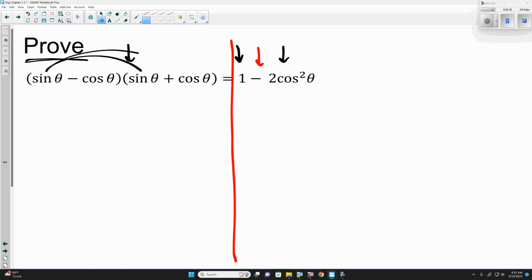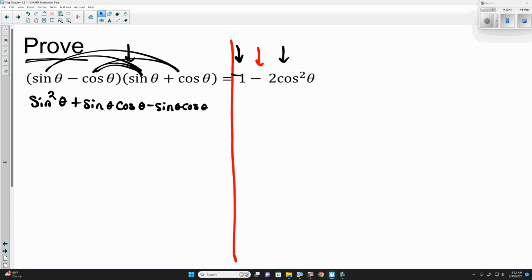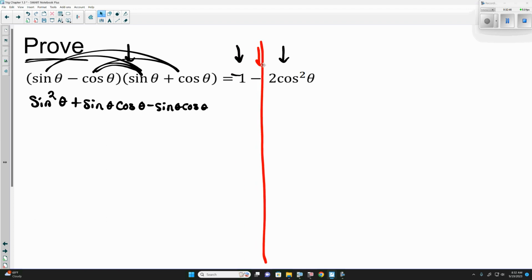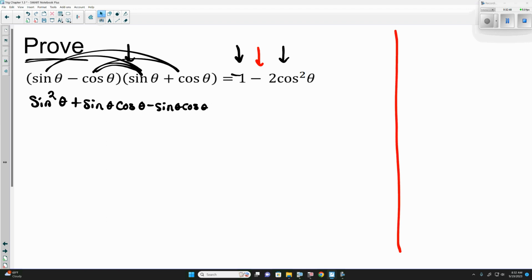Now over here, the first thing we're going to do is distribute this here. Sine times sine is sine squared of theta. Sine times cosine is plus sine of theta cosine of theta. Cosine of theta times sine of theta is negative sine of theta cosine of theta. Move that over. Actually, move it over completely because I just ran out of room. And negative cosine times cosine is negative cosine squared of theta.